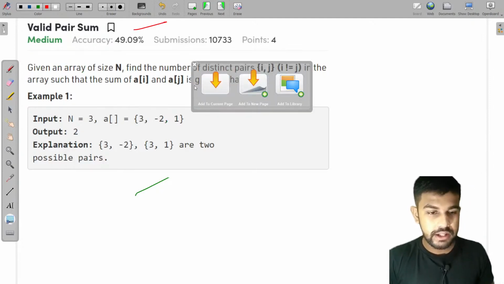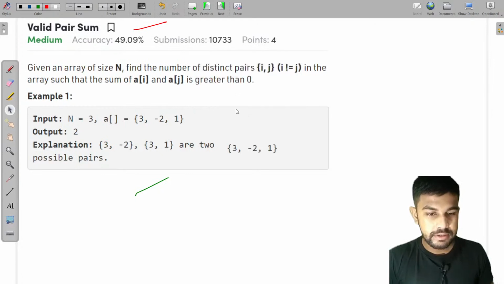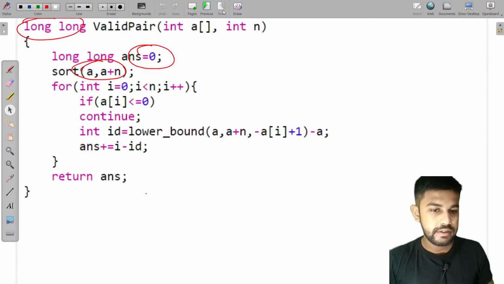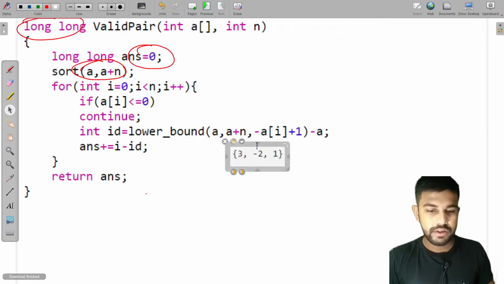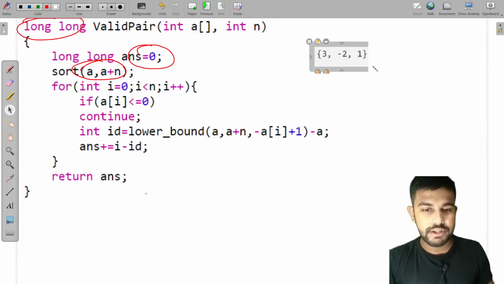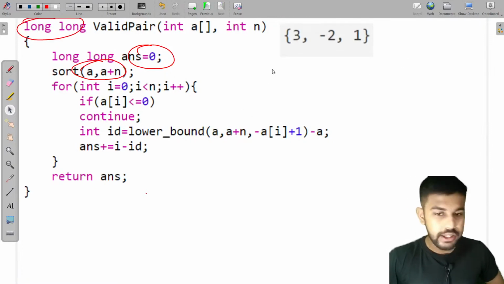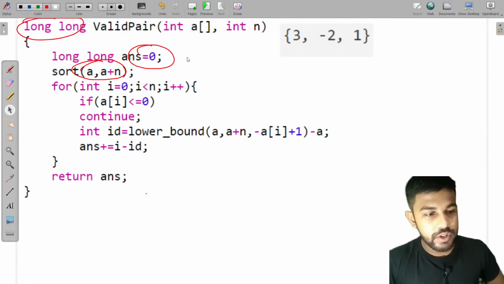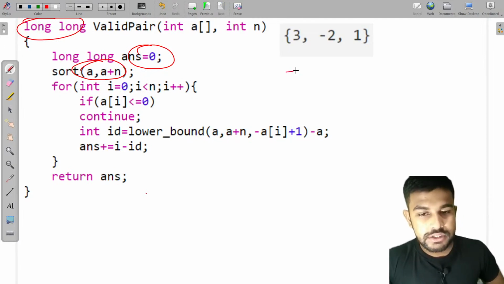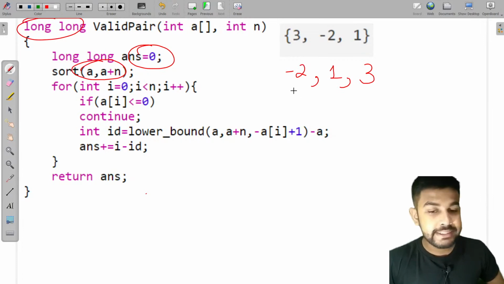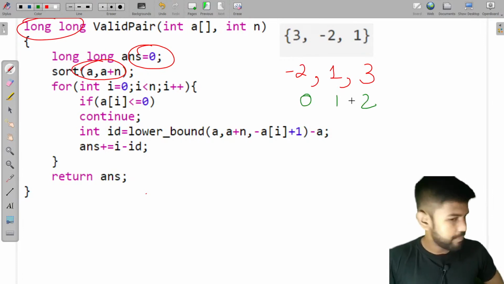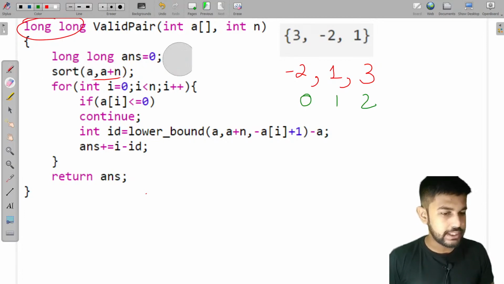Just let me cut it, and just try to solve this. So first what we are doing is sorting this. So the values would be like this: -2, 1 and 3, and the indexes would be 0, 1 and 2. After this sorting, this would be the order on the sample test case.